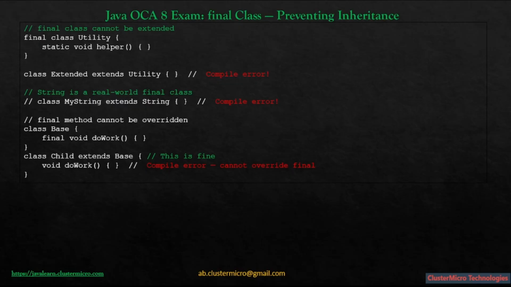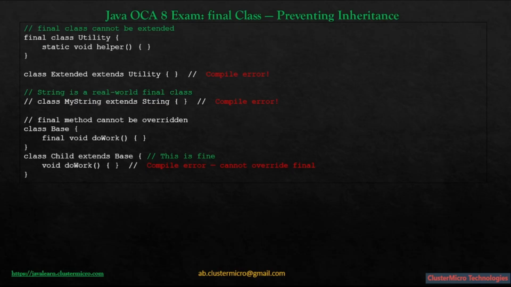So next is a class with a final method, right? It cannot be overridden. Then we have this class Base, and then the class Child extends Base, right? And in the class Base we have final void doWork, and in the Child class we have void doWork, right? That will also be a compile time error.